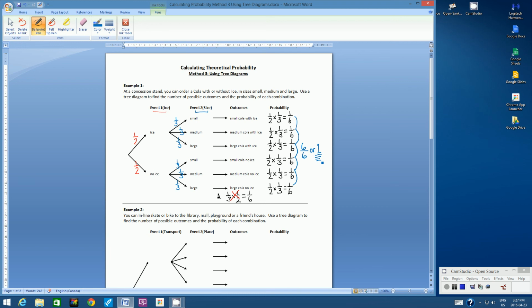Okay, so that's example 1, done very slowly with a lot of the tree already drawn. So as we move into later examples, I'm going to take more and more of the tree or the clues away.